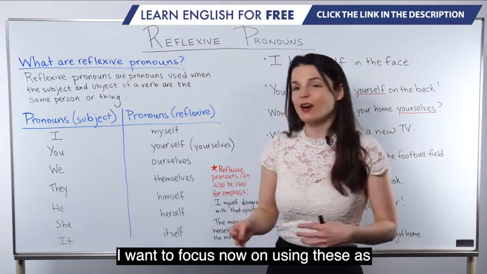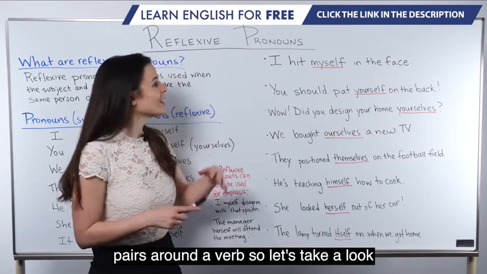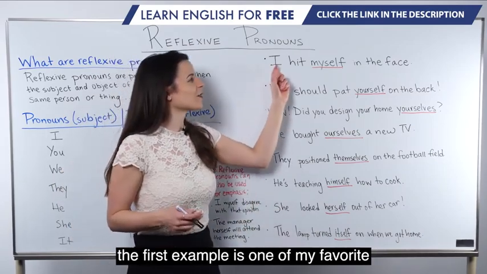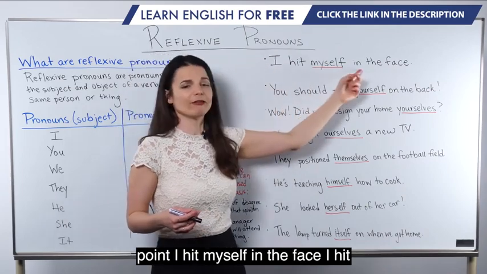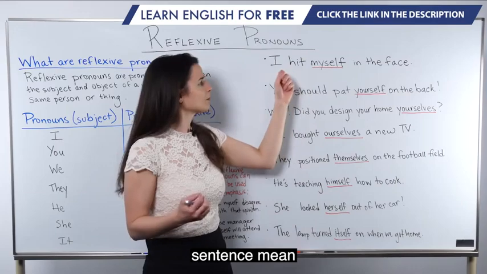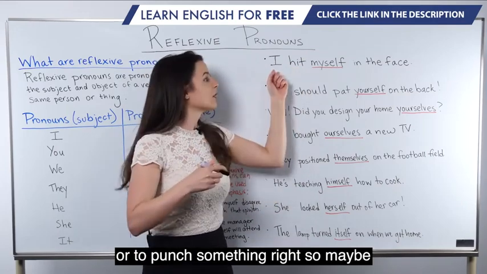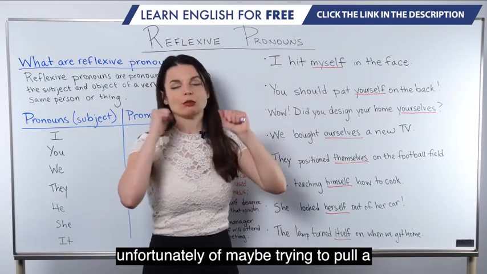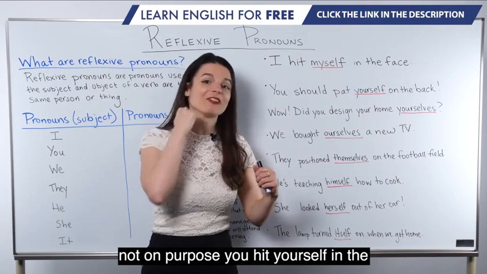I want to focus now on using these as pairs around a verb. So let's take a look at how we use these two words together. The first example is one of my favorite examples to use to practice this grammar point. I hit myself in the face. So what does this sentence mean? This sentence uses the verb hit, to hit, or to punch something, right? So maybe most of us have had the experience, unfortunately, of trying to pull a blanket or do something, and by accident, not on purpose, you hit yourself in the face.